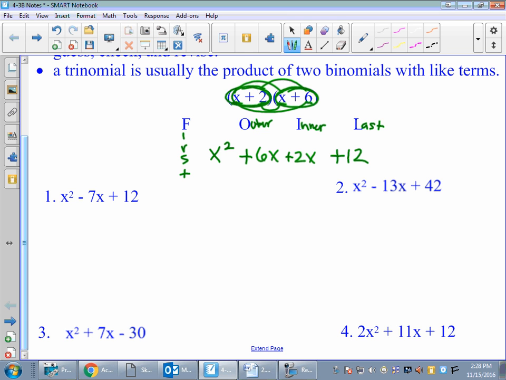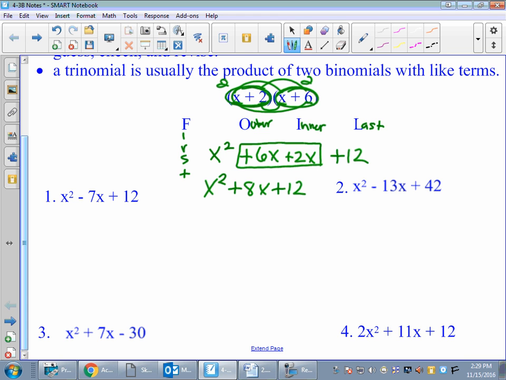So when you multiply a binomial times a binomial, which is 2 terms by 2 terms, you're going to get 4 products. That's your first, outer, inner, last. You multiply 2 numbers by 2 more numbers, you're going to get a total of 4. But inside here, a positive 6x and a positive 2x are like terms, and so they get combined together, and that's how we get a trinomial. So a trinomial is usually the product of 2 binomials with like terms.